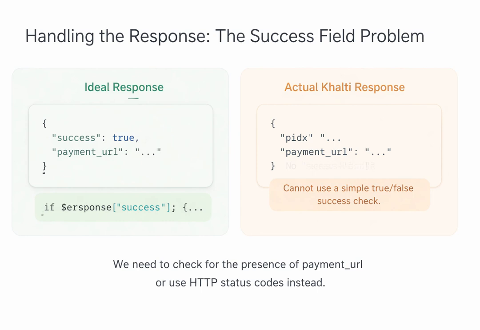For example, checking whether the payment URL is present in the response, or checking the HTTP status code of the response. This is a real-world quirk you'll encounter with third-party APIs. They don't always follow the patterns we'd prefer.